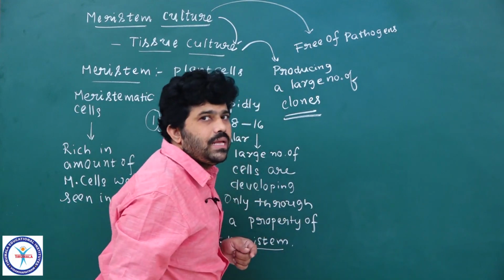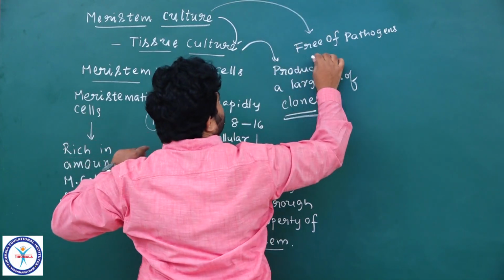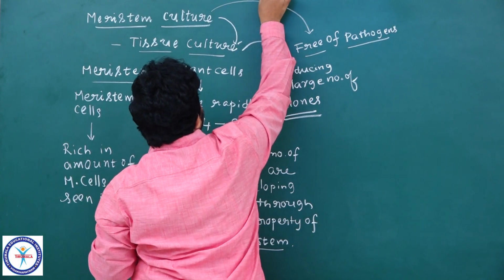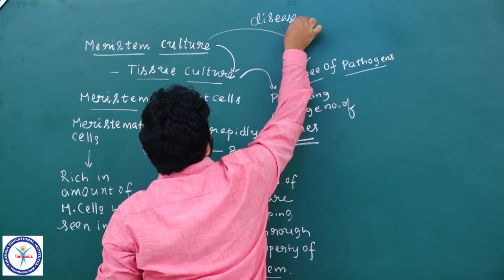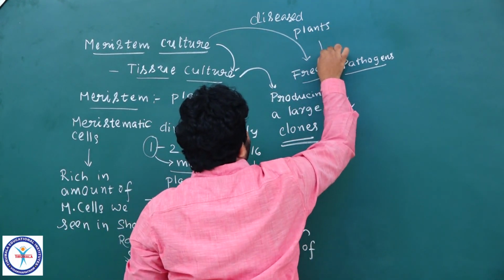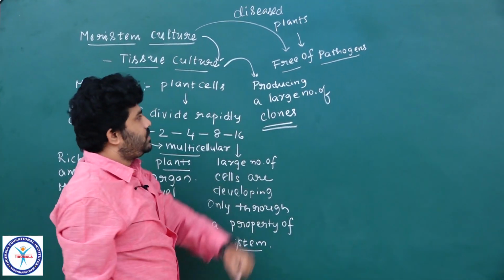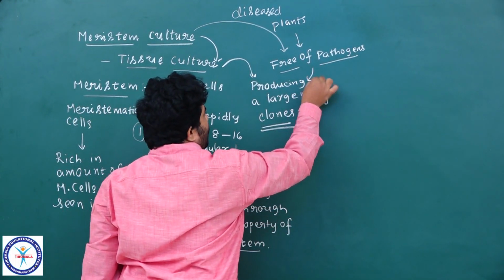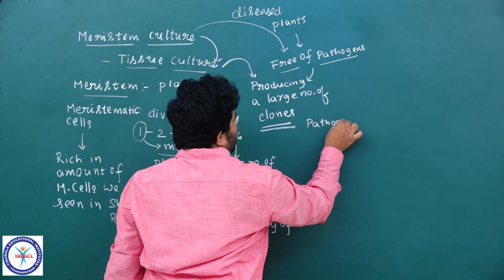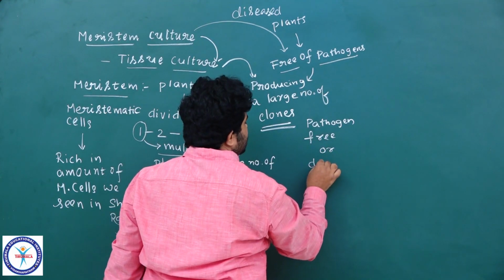Free of pathogens means this plant does not have resistance, of course, but we are producing plants free of pathogens from diseased plants. From diseased plants we are getting non-infectious, disease-free young plants. Now got the point? The young plants we call clones are pathogen free, or disease free.